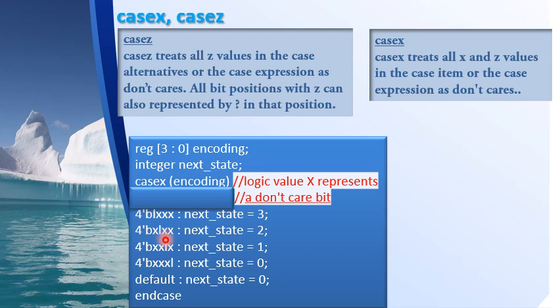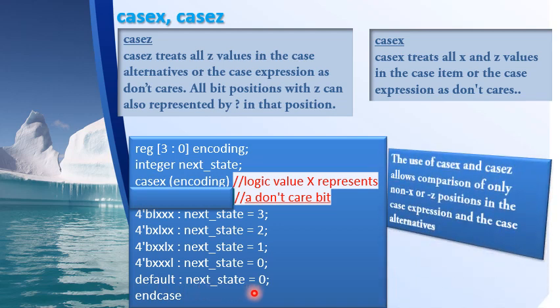So if the next bit to the most significant bit is 1, irrespective of the other bits, the next state will be assigned 2. Likewise, here the third bit and here the least significant bit it is checking. And for default, if any alternative other than these occurs, it will go to the default, where we say next state equal to 0. So actually casex and casez allow comparison of only non-X and non-Z positions in the case expression and the case alternatives.